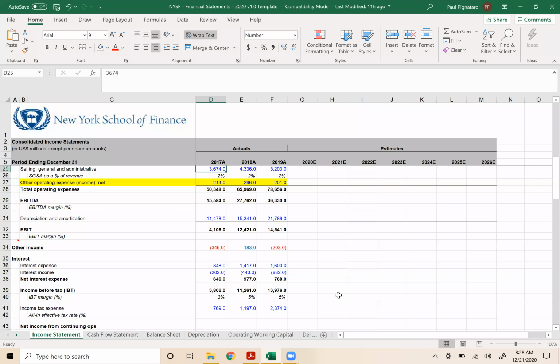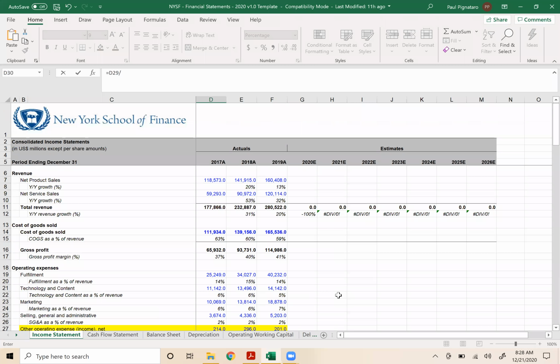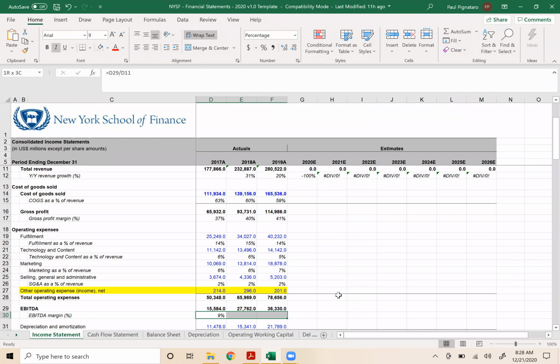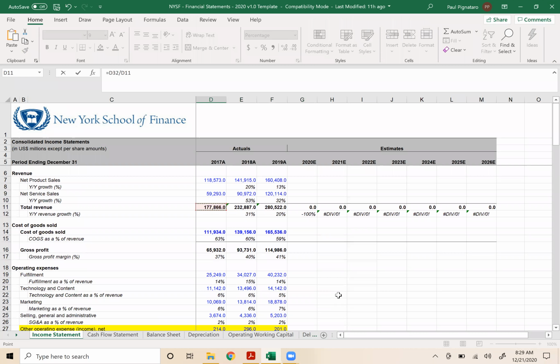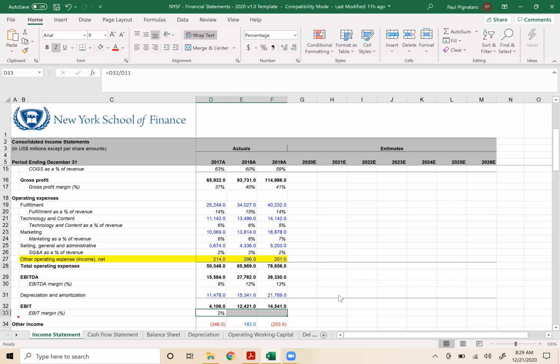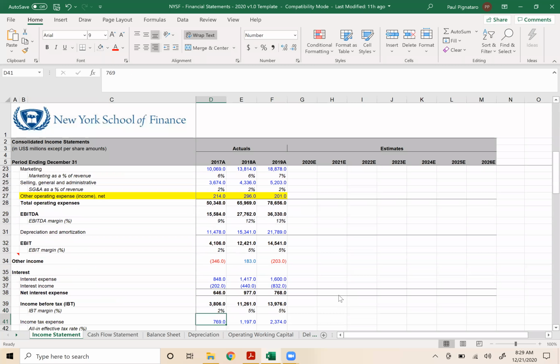I didn't put in any margin numbers. I'm sorry. Let's go do that. EBITDA margin. EBITDA divided by revenue. 9, 12, 13. Oh yeah, it jumps. Well, it should jump here now because our depreciation's popping. EBIT margin is EBIT divided by revenue. 255.